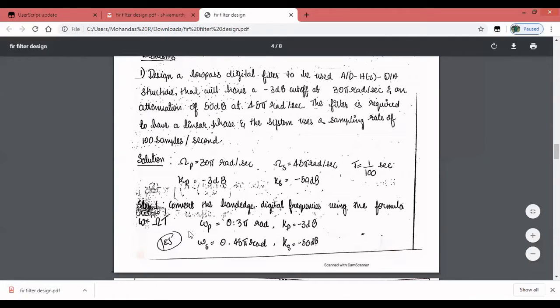What is the next step? I have to select the type of window in such a way that the stop band attenuation should exceed your Ks. What is Ks here? Ks is 50 dB. So I have to select the window in such a way that my attenuation should exceed the value 50.